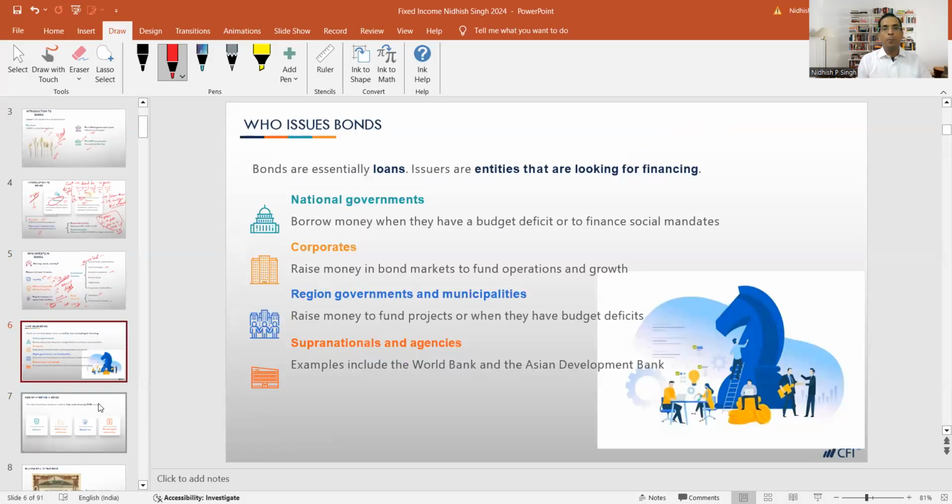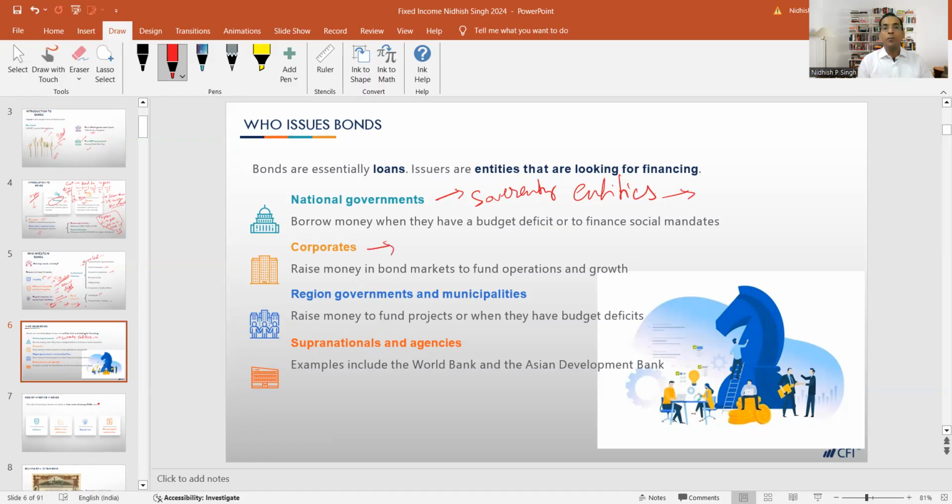Moving on, bonds are, as we discussed, loans, and there are certain issuers. We have discussed why to invest and who invests into this, but who releases or who issues the bonds? So here is the list. National governments, any sovereign entities can issue bonds, which will be trusted by their own ability to pay back and their credibility, their reputation as well.